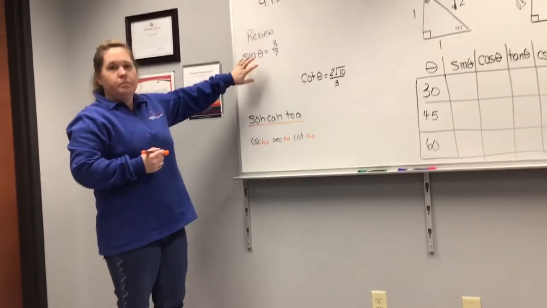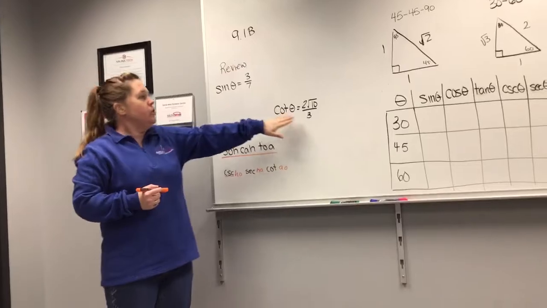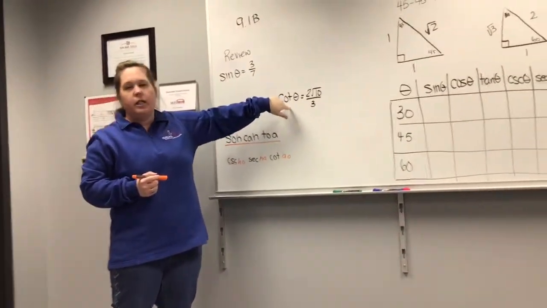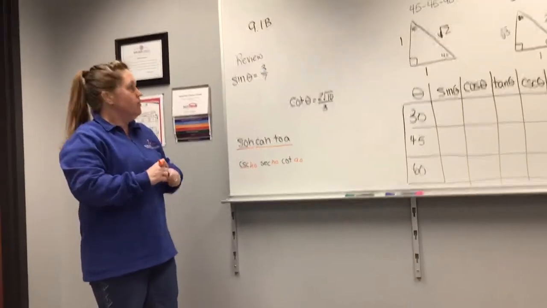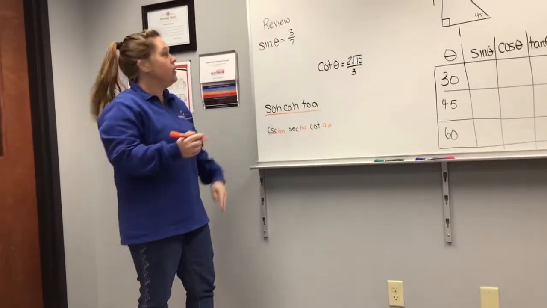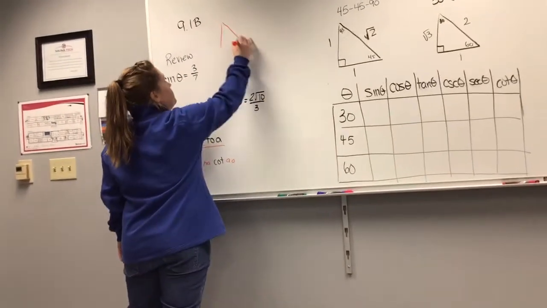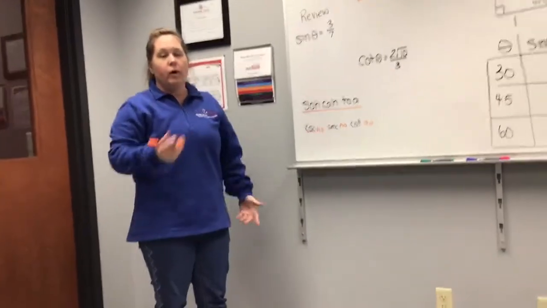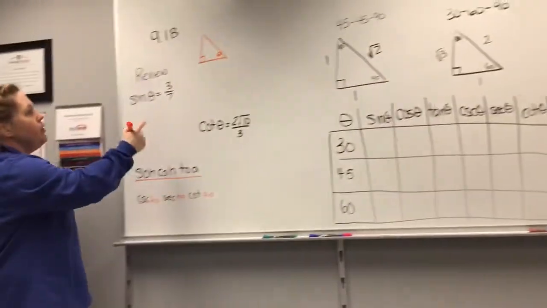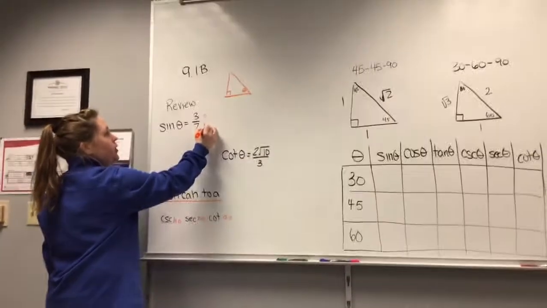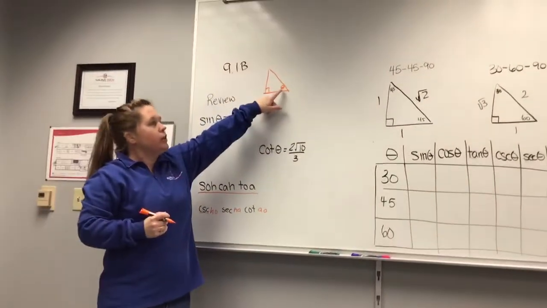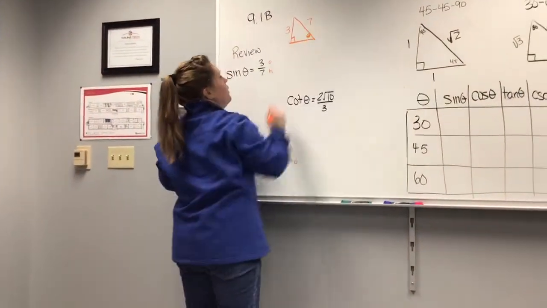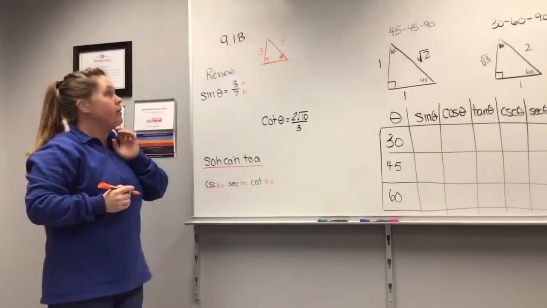So, to review, we are given these two ratios. The sine of some angle theta is 3 over 7, and the cotangent is 2 square root of 10 over 3. We want to find the other four trig functions. So, first thing we're going to do is draw our right triangle. We're going to label one of the angles theta. So, if sine is opposite over hypotenuse, in this triangle relative to this angle, my opposite side is going to be 3. And my hypotenuse is going to be 7.